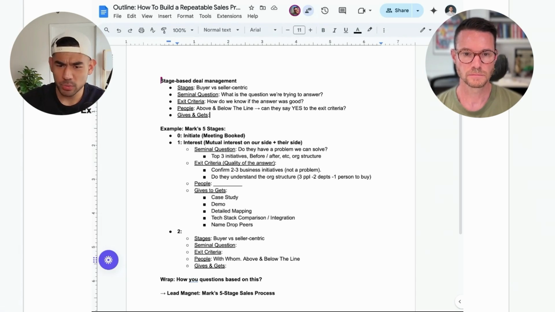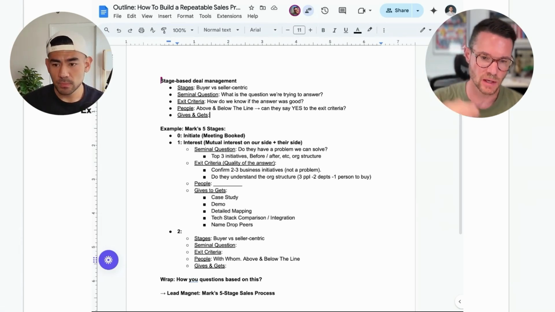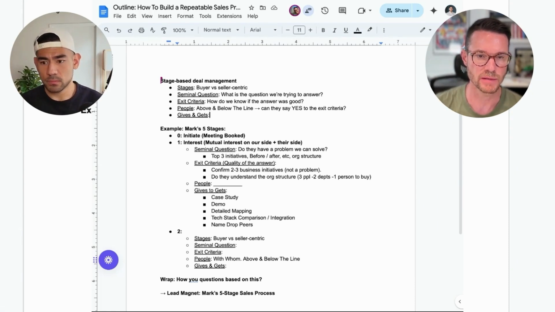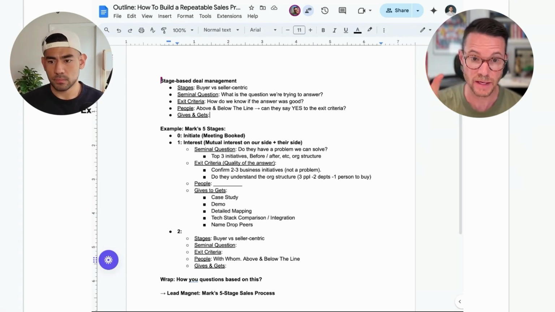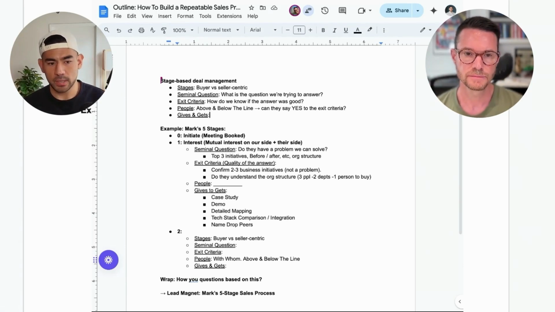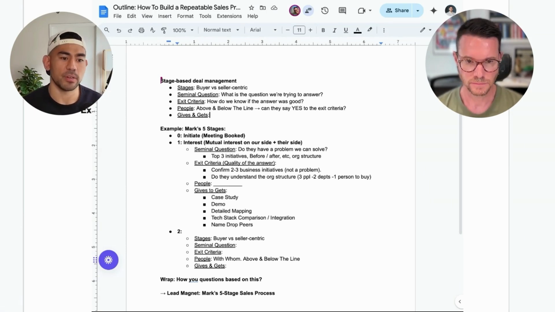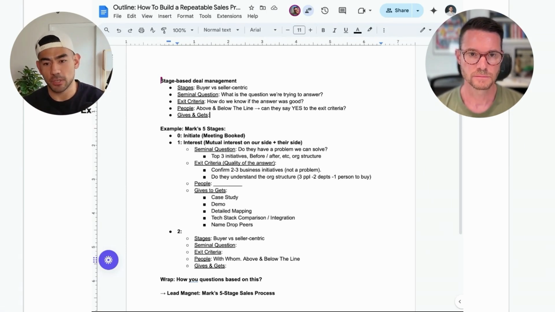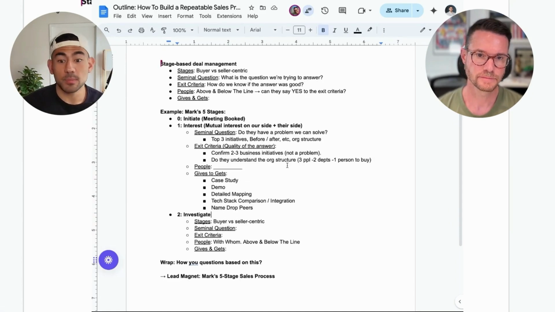For example, at Outreach, would that be like a director of sales type of person? And anything below a director of sales would be someone that we would consider below the power line, and we would do something very different with them than the people above the power line. Great. And so we'll assume that for today, director of sales can say yes to the exit criteria of confirming business initiatives and understanding the org structure. Let's move on to the next stage.